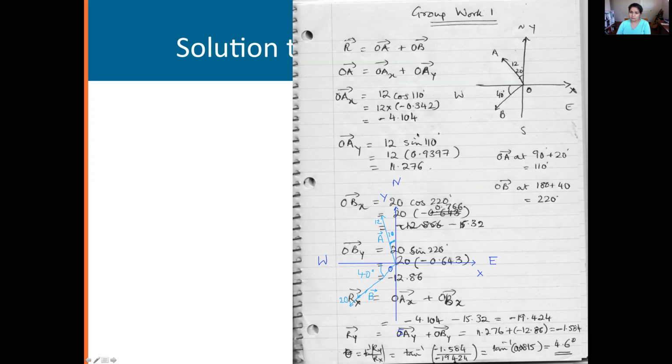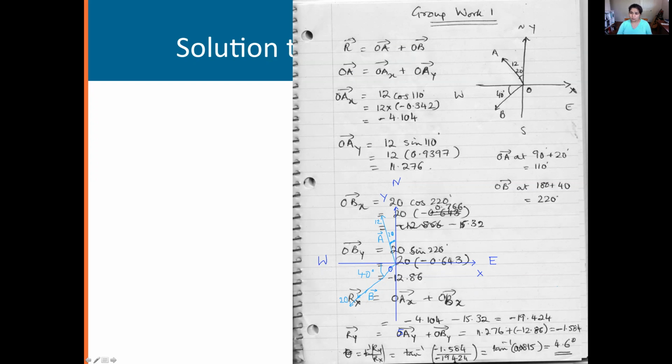Similarly, ay is going to be a sine theta, sine of the same 110 degrees. A is 12 units, so 12 sine 110, which comes out to be 11.2. All these are in meters since the 12 was in meters. So we got our two components for the A vector.